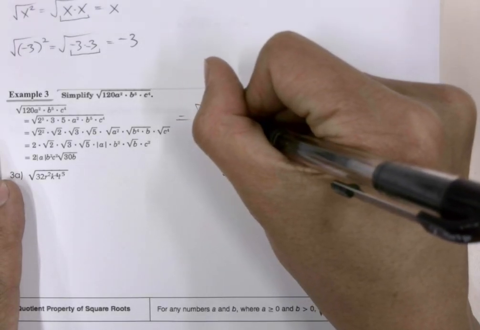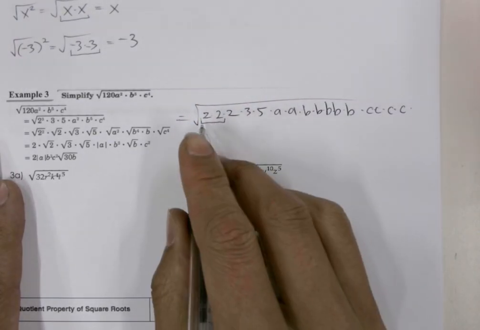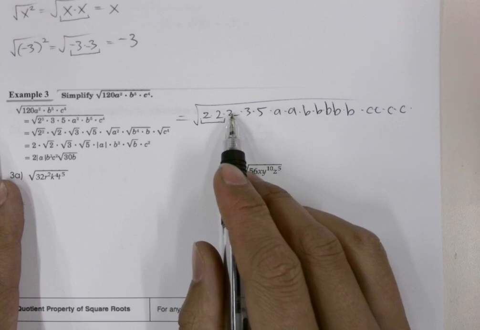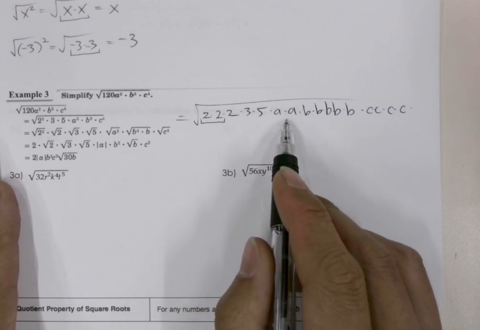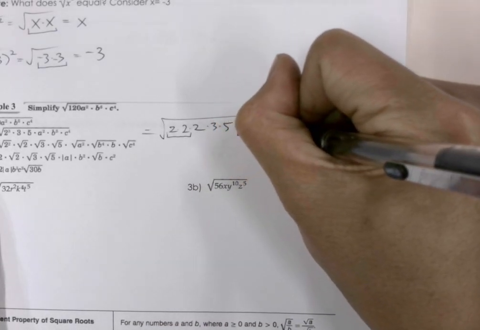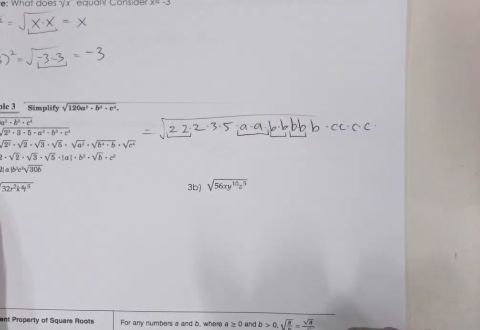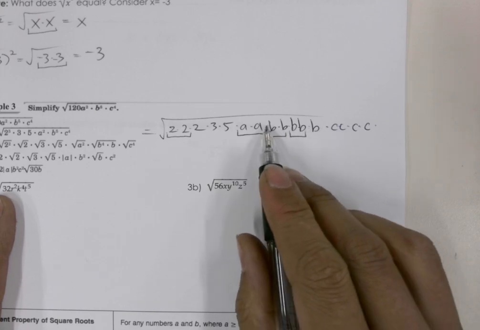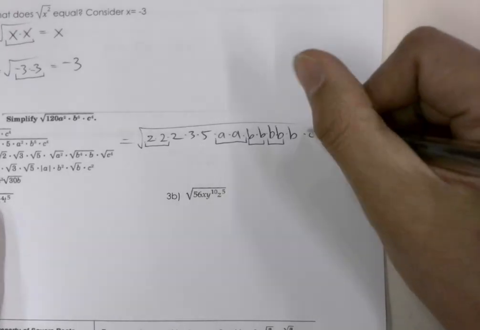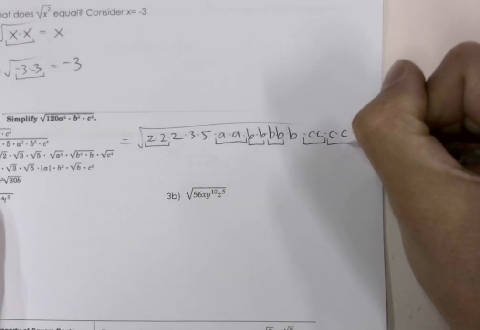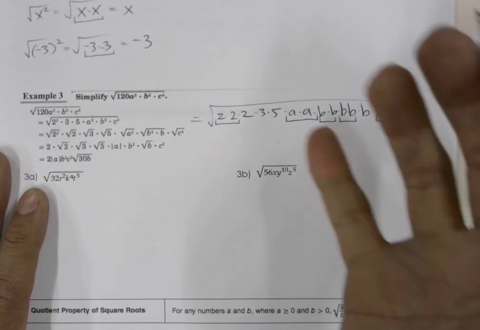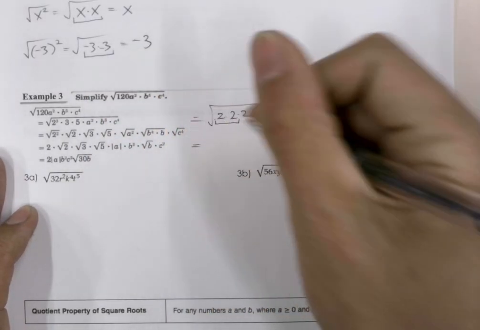So we can pull out a 2. We can pull out 1, 2. We can't pull out that 2, or that 3, or that 5. But we can pull out an a. We can pull out a b. We can actually pull out two b's, but not that one there, just these two. And then we can pull out one c and another c. So let's go ahead and pull all of that out. And what do we get?